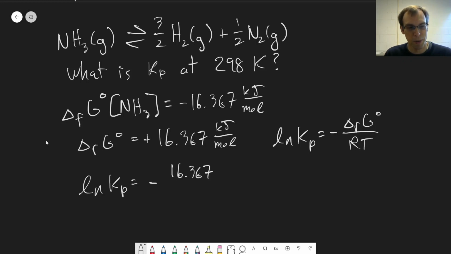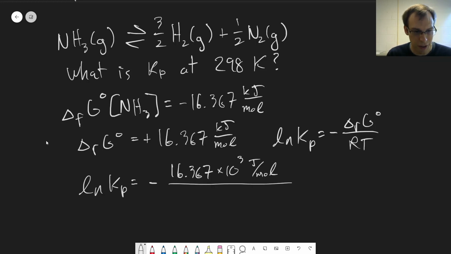So I'm going to go ahead and express this in terms of joules instead of kilojoules. So when you put times 10 to the third joules per mole, that's our delta G value, our standard delta G value, divided by 8.3145 joules per mole times Kelvin. And then we need our temperature, which is 298 Kelvin.